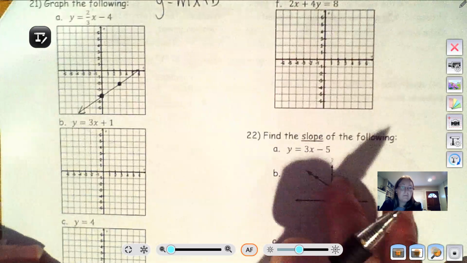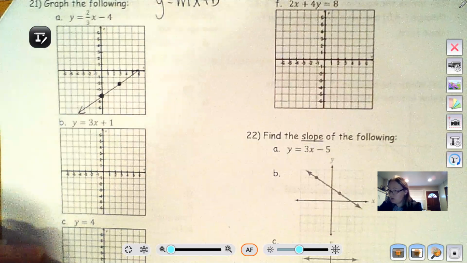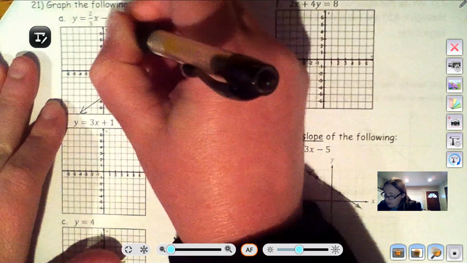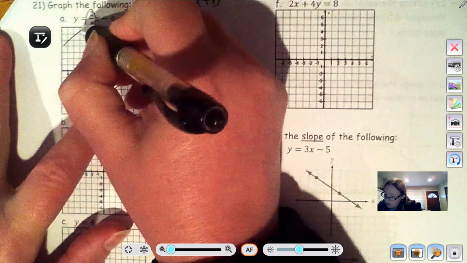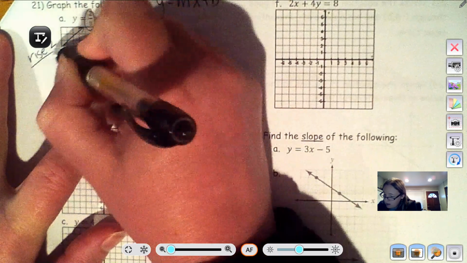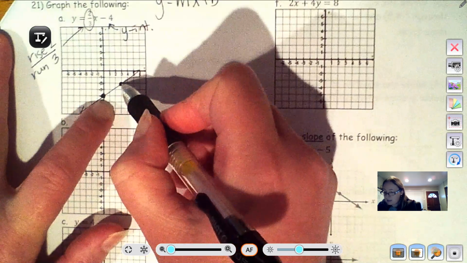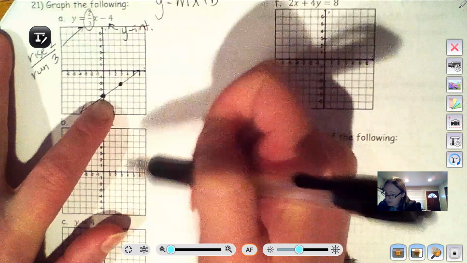Could you show how you plotted that just one more time? Sure. So I started here at negative 4 because that's my y-intercept, so it's a point. And then I used my slope, rise 2, run 3. So I'm going to rise up because it's positive and run to the right because it's positive. And then I plotted that point. Okay, perfect. Yeah, no, I got it.